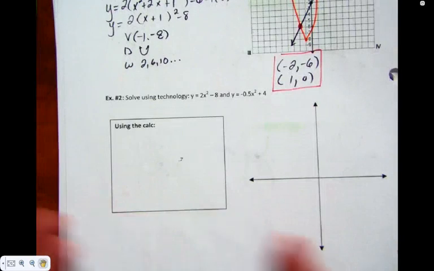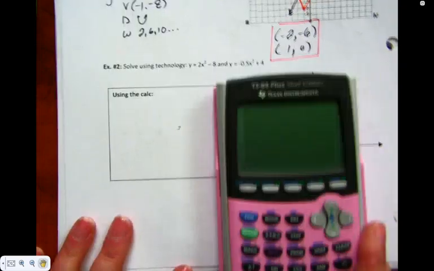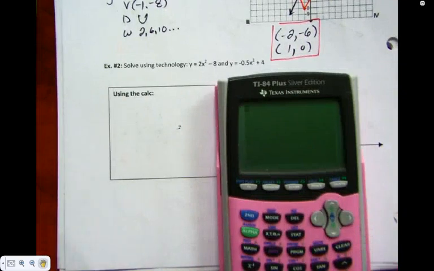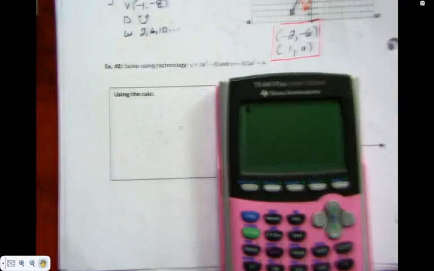Why don't we go on to question number 2 that says using the calculator? Let's do it first, then we'll write the method after, so just focus on your calc for now.